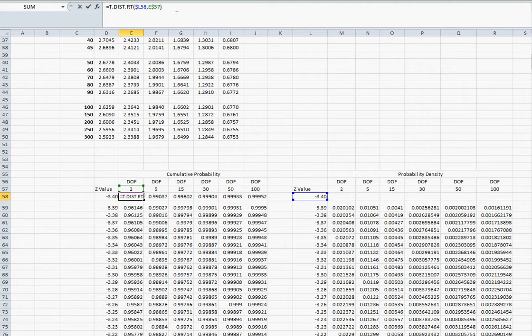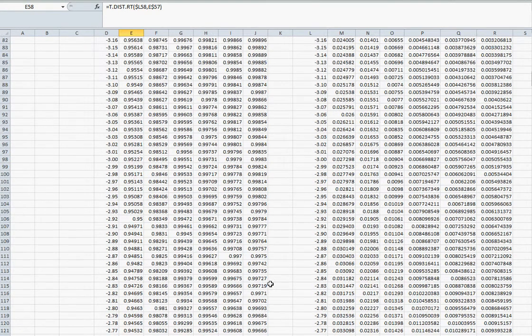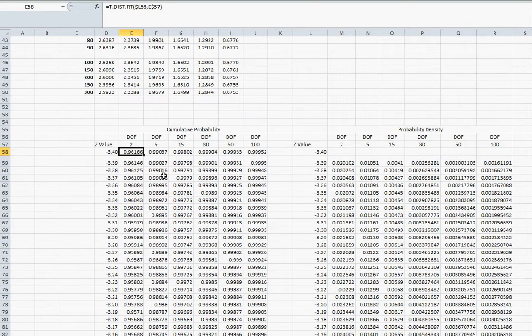And so this is just a right tail, so it's not a two-tail, it's just a right tail for the degrees of freedom. It's not inverse, so it's t.dist.rt, for right tail. And this gives the cumulative probability. And that's what this table is.